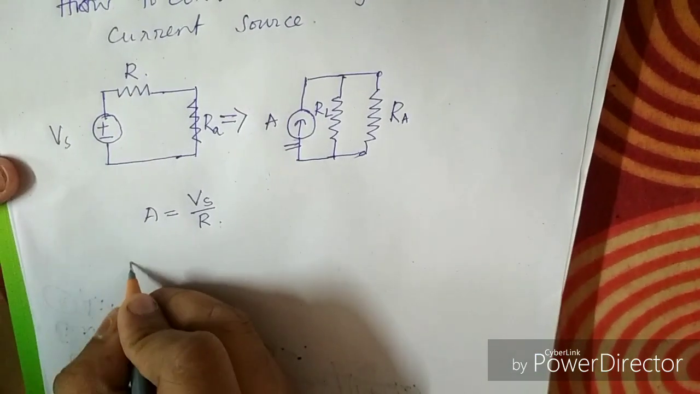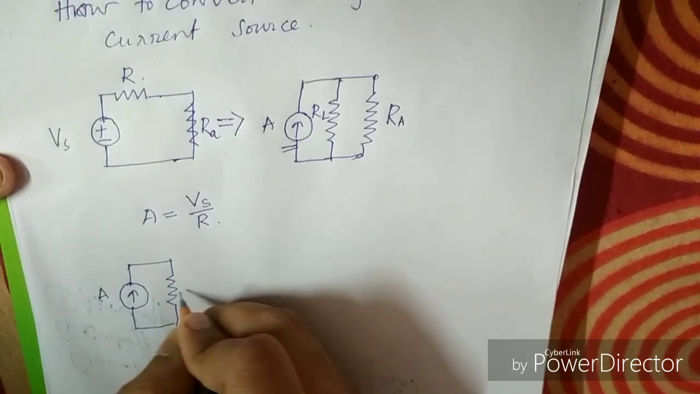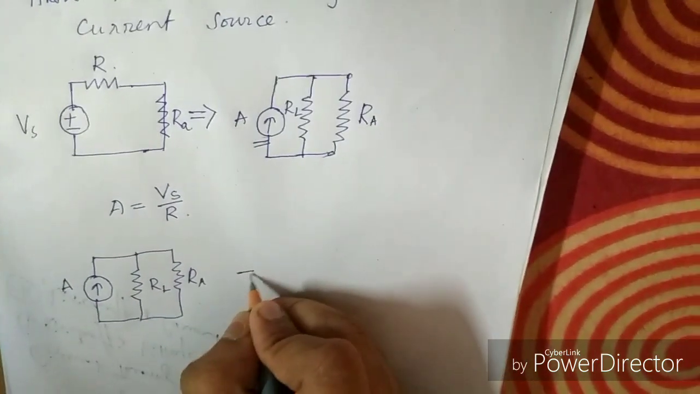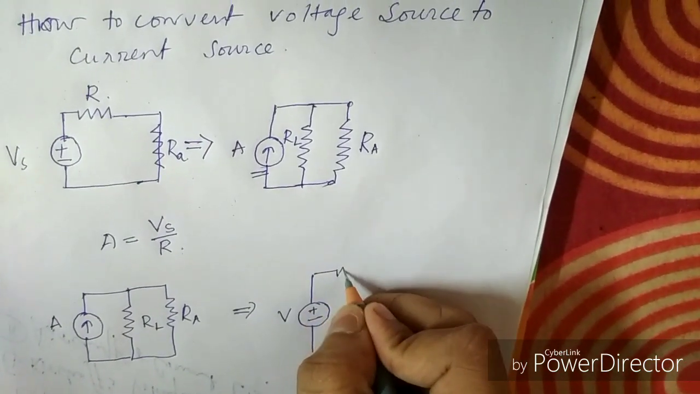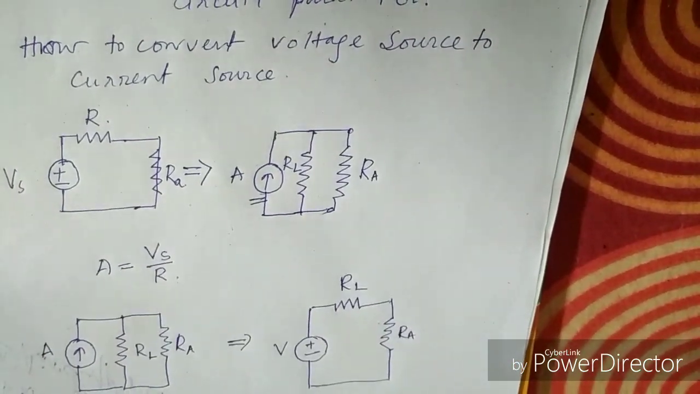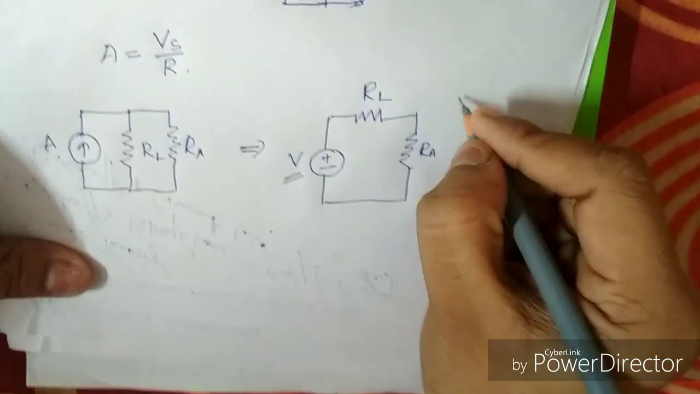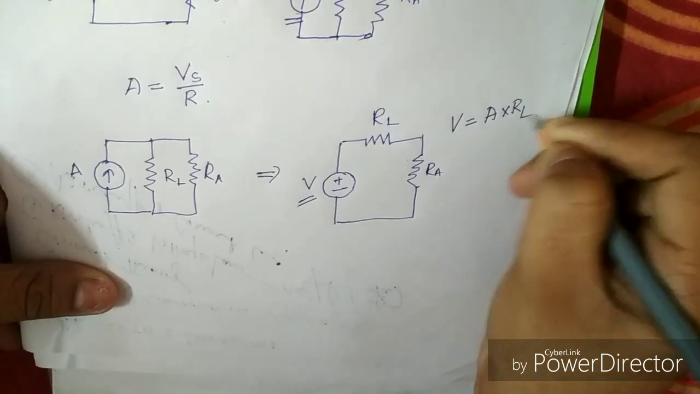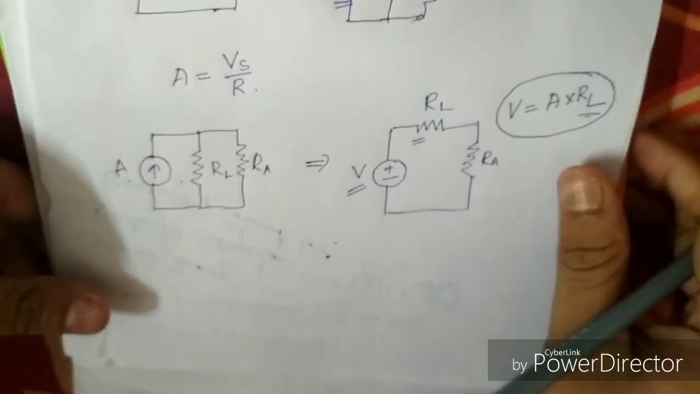We can also convert a current source connected in parallel with a resistance RL into a voltage source with a series resistance. So what is the voltage source? V, and this is RL. This is mainly the conversion. Now, what is the value of V? The value of V is V equal to A, the value of the current source, into RL. And the resistance remains RL, equal to the series resistance. So this is mainly the conversion.